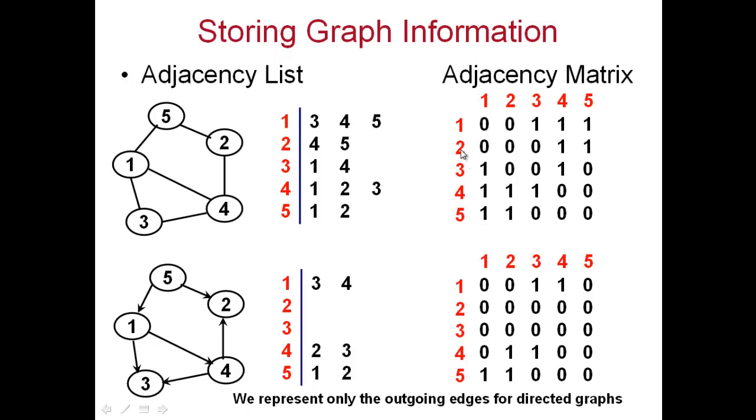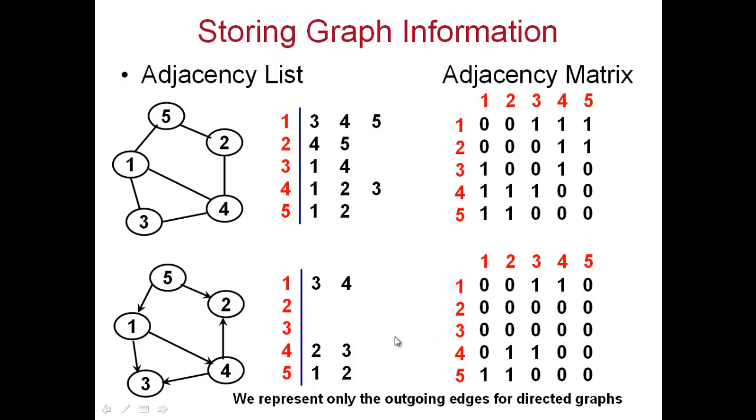For node 2, the sequence of row entries is 0, 0, 0, 1, 1. Similarly, it is 0, 0, 0, 1, 1 for the column entries of node 2. For node 3, it is 1, 0, 0, 1, 0, and the same for the column. So you could expect this property in undirected graphs for the adjacency matrix. For directed graphs, you cannot expect this because the edges can be in only one direction.